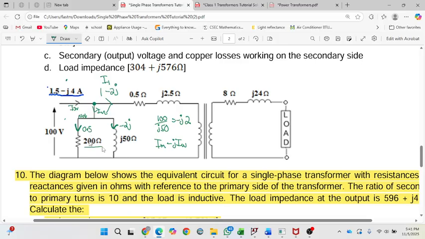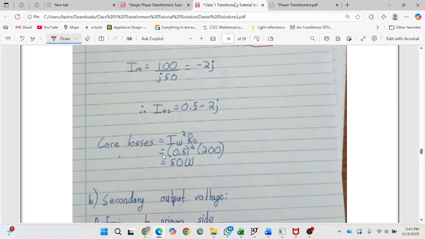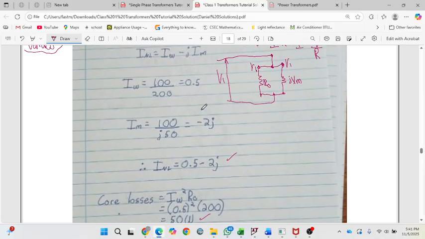So core losses will be here, which is just P is equal to I squared R, which is 0.5 squared by 200. That is your core losses. The other components are not part of your losses. Do not use those things. Losses is real. So you have your I squared R, in this case I_W squared R, and you get your losses. Real simple. Same process we used before.